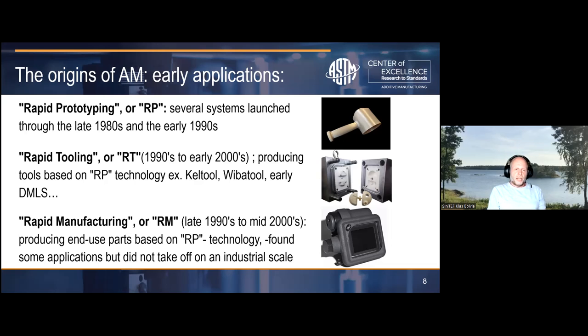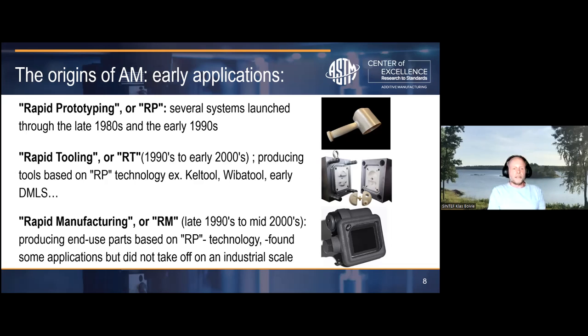Then people said that if you can save time and money by rapid prototyping, why not make tools? Because tools take a lot of time and cost a lot of money too. In particular, the tooling to make the first functional prototypes, which should have the same material properties as the final part, and also the ones that you need to get your product into market first. That could be so-called soft tooling, bridge tooling. There were a number of these processes that were launched and patented in the 1990s and early 2000s.